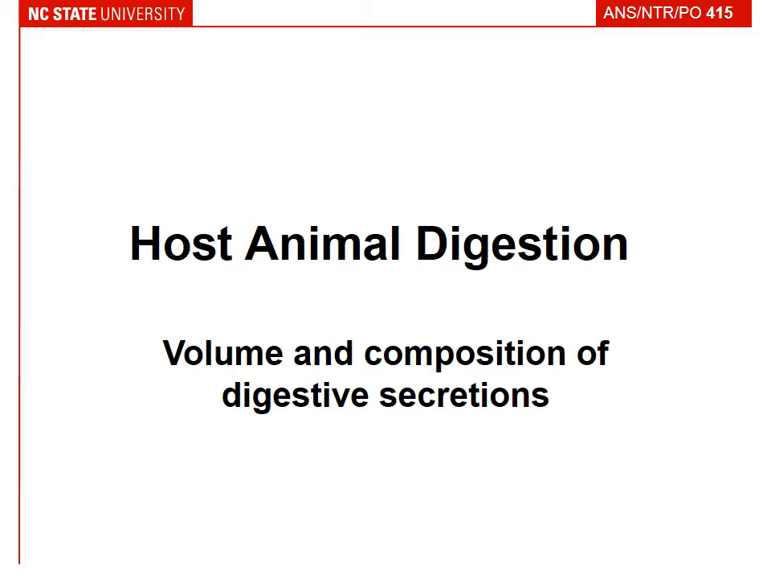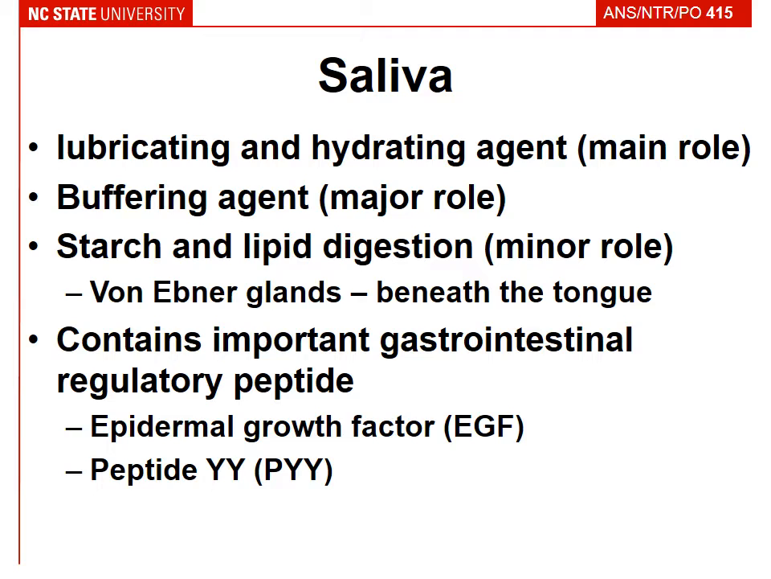So first we're going to discuss the host animal digestion. Just in the last lecture we discussed salivary glands and some of the types of saliva. Here we're going to discuss what saliva is and its roles. Saliva is a lubricating and hydration agent, and that is its main role.